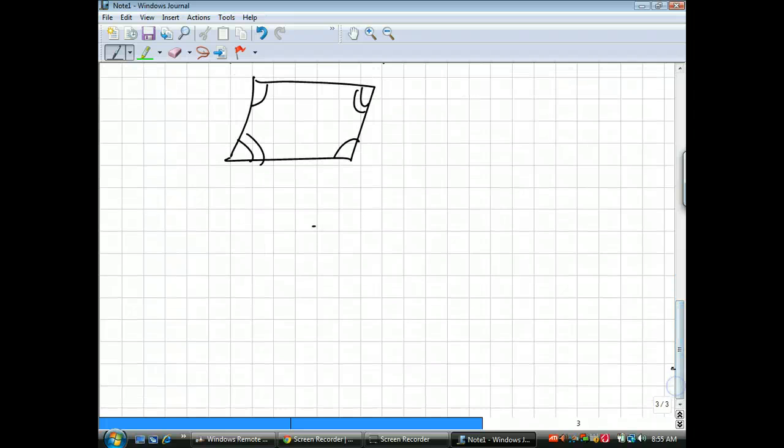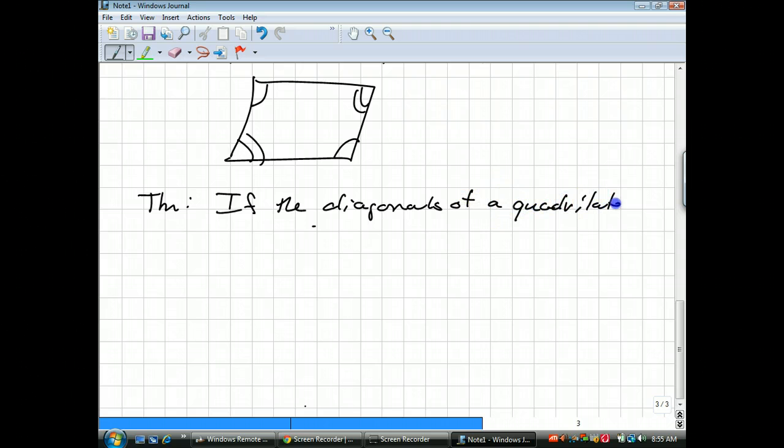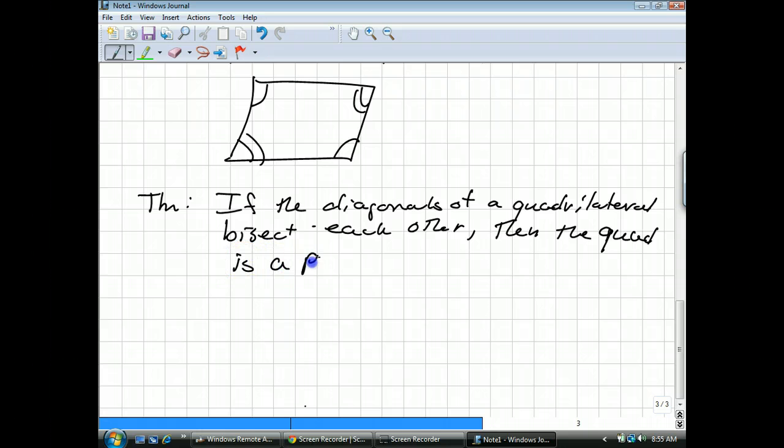And then the final theorem, remember yesterday we had the theorem about the diagonals. The diagonals of a parallelogram bisect each other. Okay, so we're going to use the converse of that one. If the diagonals of a quadrilateral bisect each other, then the quadrilateral is a parallelogram.